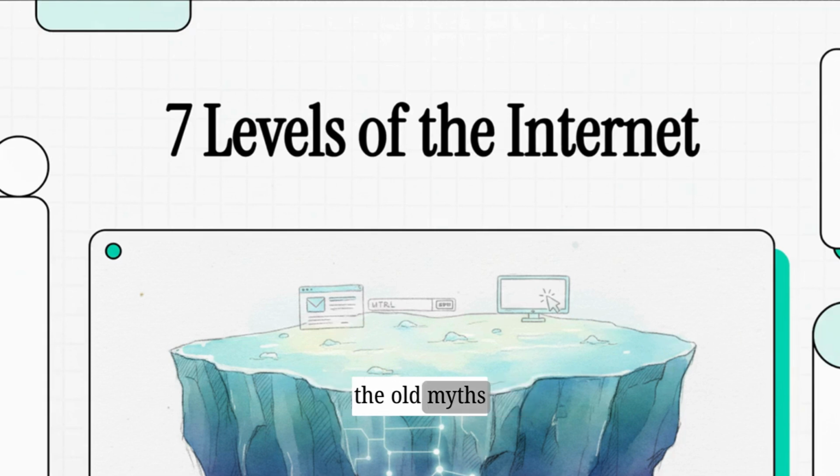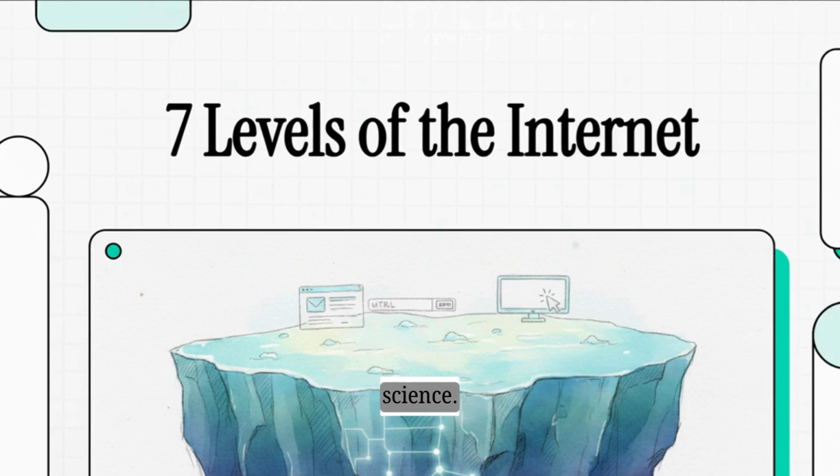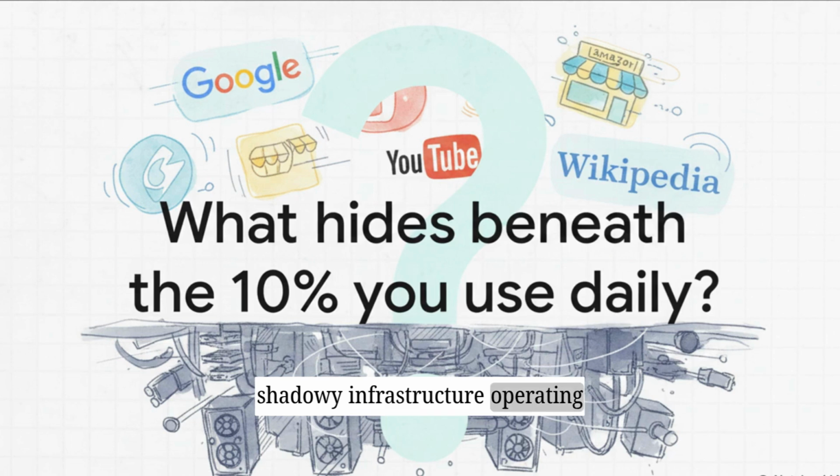We're going to upgrade the old myths and begin a massive descent into actual cybersecurity science. So what actually hides beneath those glossy, familiar storefronts like Google, Amazon, and YouTube? The internet we all know and love is bright, it's interactive, and it's full of motion. But you have to realize, everything up here is built strictly to be seen. It's carefully masking a vast, shadowy infrastructure operating just beneath the surface.